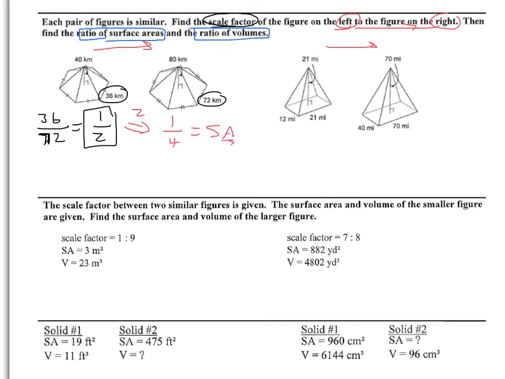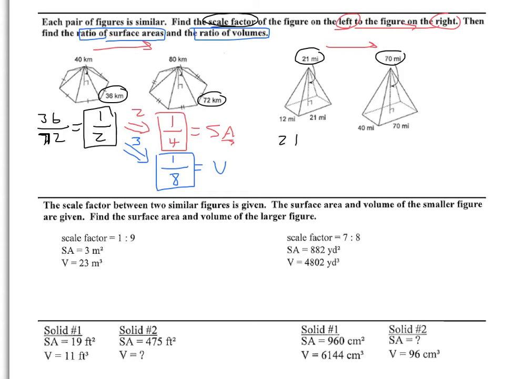Remember, area is squared. If I choose to, instead of square it, cube it, 1 cubed is 1, and 2 cubed is 8. This is the ratio of volumes. And again, the units for that is cubed, units for area is squared, all coming from our scale factor of 1/2.